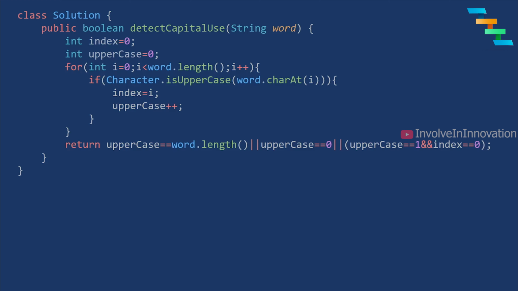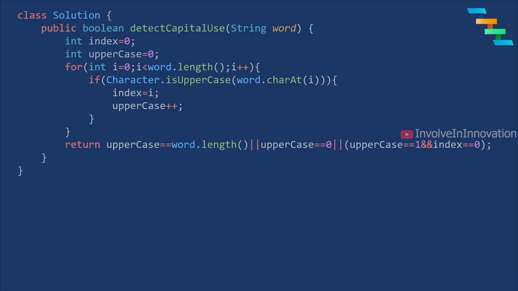Here I have two instance variables. One is index, to make note of the last capital index, and another one is to count the number of uppercase letters. I am iterating through the word and checking whether each character is a capital letter or not. If it is a capital letter, I am setting the index to the current index and incrementing the uppercase. After that I am checking these three conditions.